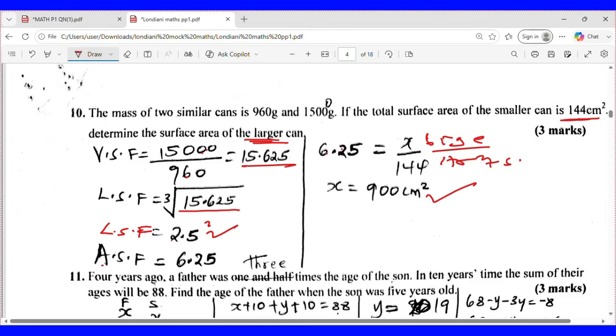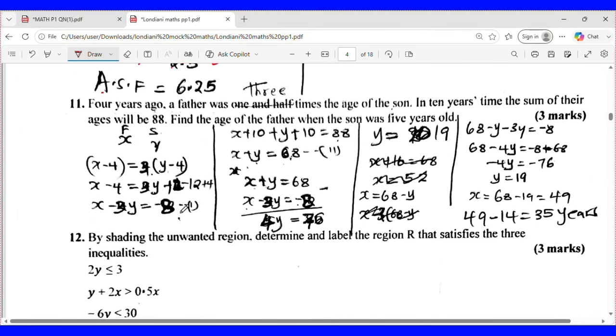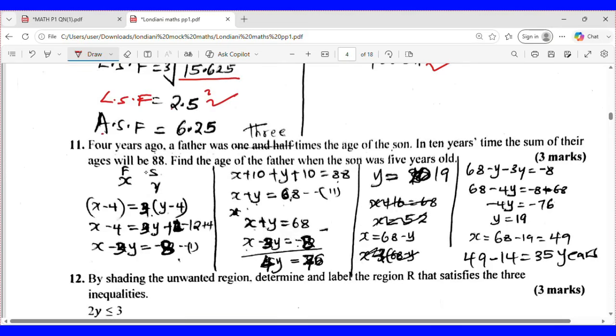So let's look at the question. Let's say today the age of the father is x and the age of the son is y. That is now. Four years ago, we subtract 4 years. So today the father is x and the son is y. Therefore, 4 years ago, the father will be x minus 4, and the son will be y minus 4. But at that time, the father is 3 times the son.